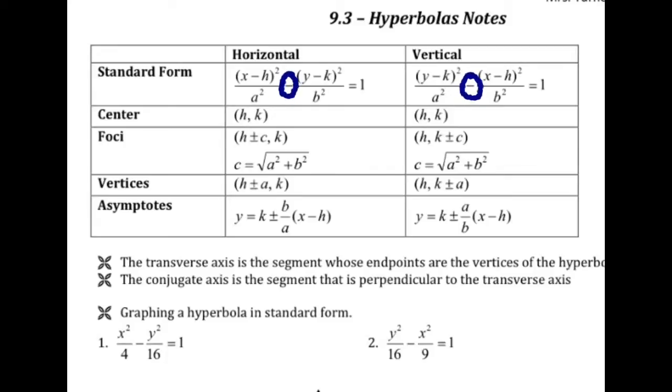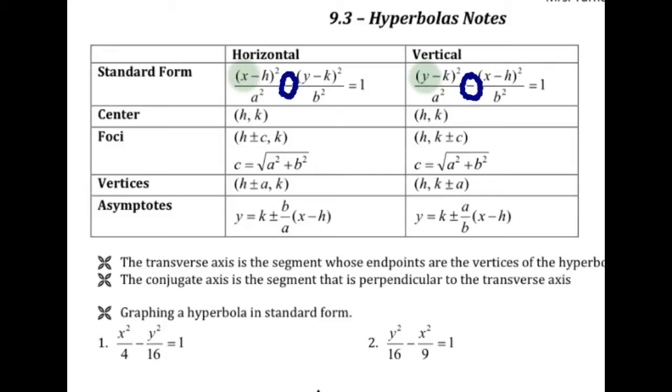The other main difference to look at is when do we have a horizontal, or what I would call a left-right hyperbola, and when do we have a top-bottom or vertical hyperbola, and that has to do with what comes first. If you look at the equations, in this one the x is what comes first, and in the vertical ones we have the y coming first. So we're just going to have to look at which term comes first. That'll tell us if it's a top-bottom or a left-right.